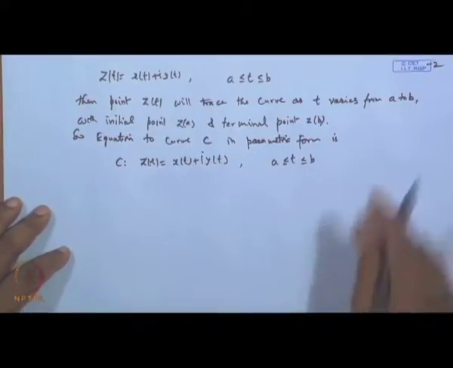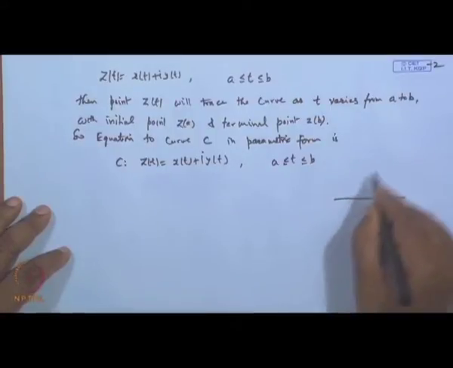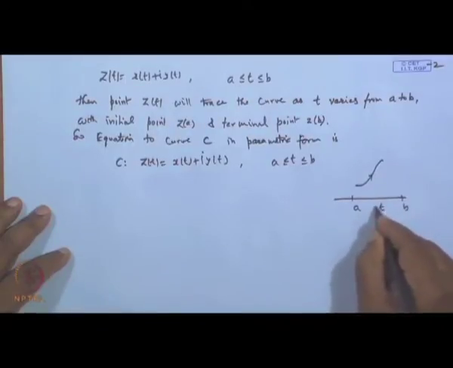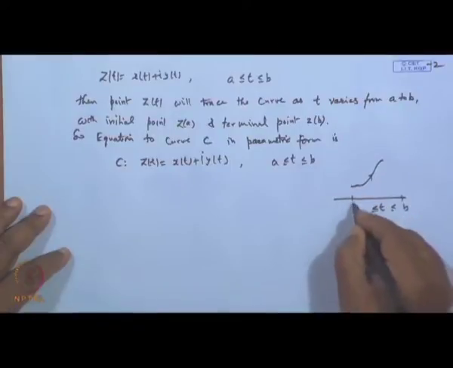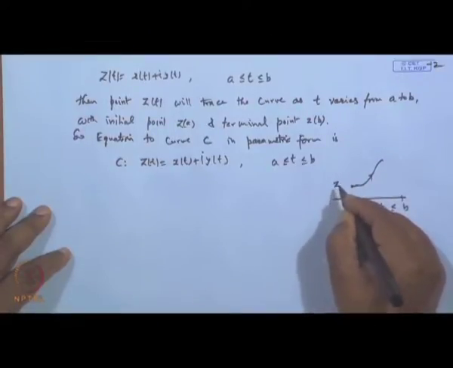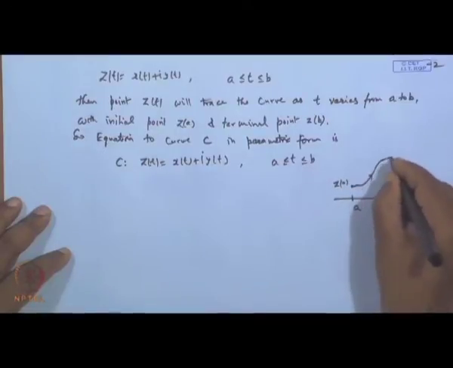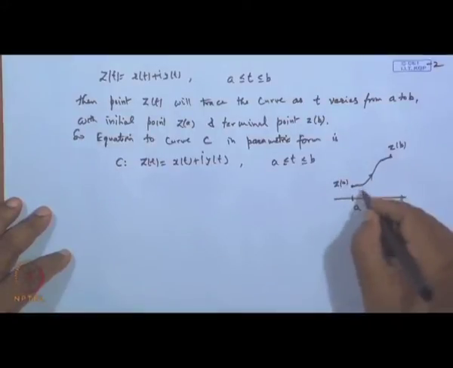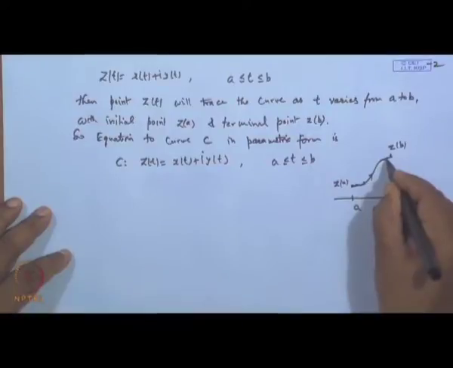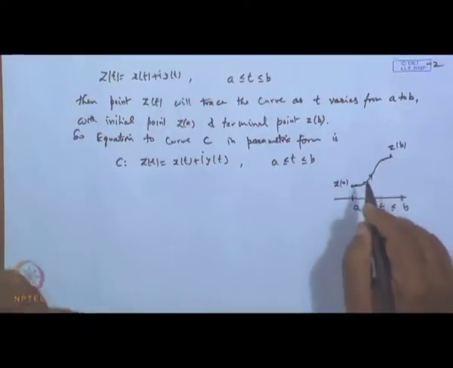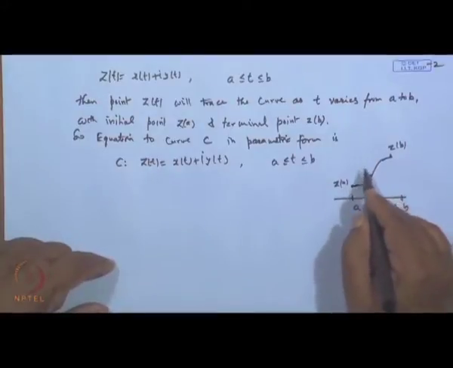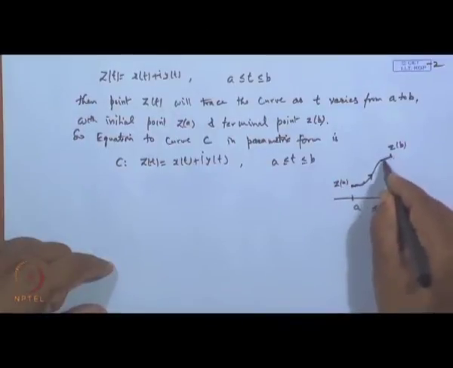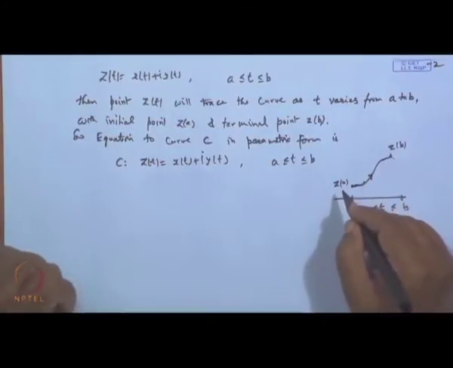Now, when we say the curve, this is our curve, and here is the interval [a, b], and t is varying over this interval. Corresponding to a, we have a point here, say z(a), and corresponding to b, we have a point, say z(b). As t varies, the point on the curve varies, so it will trace a curve. Now, this curve depends on the direction, because it can go in this way or maybe in the opposite direction. So, we consider one of the directions as the positive direction.